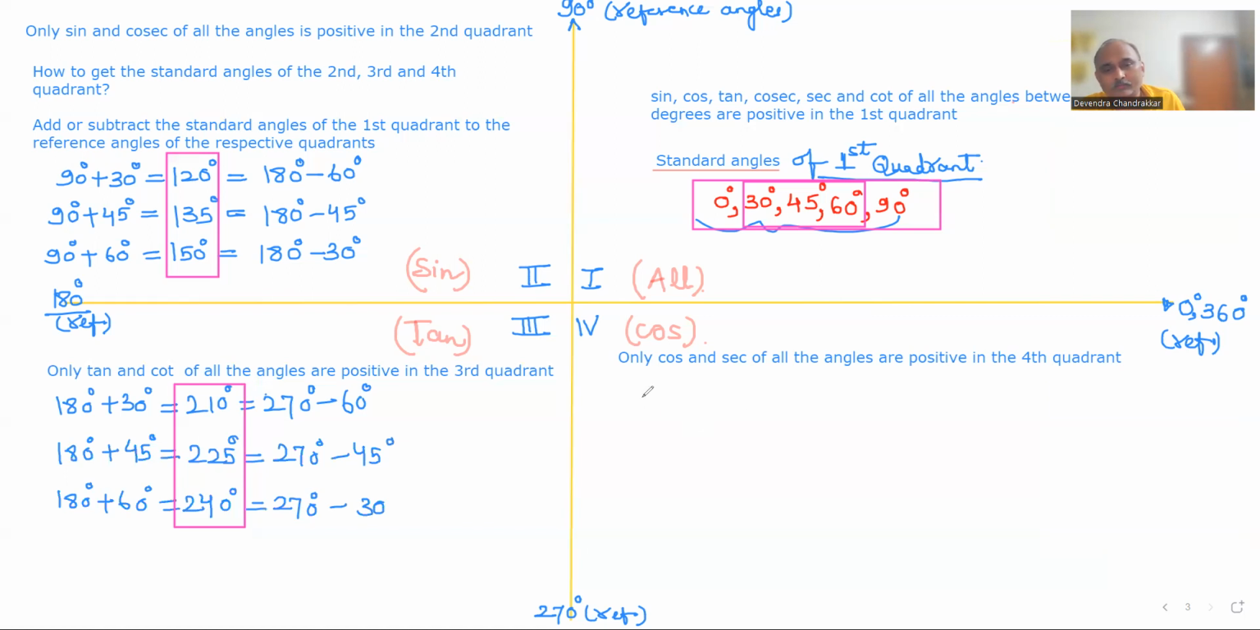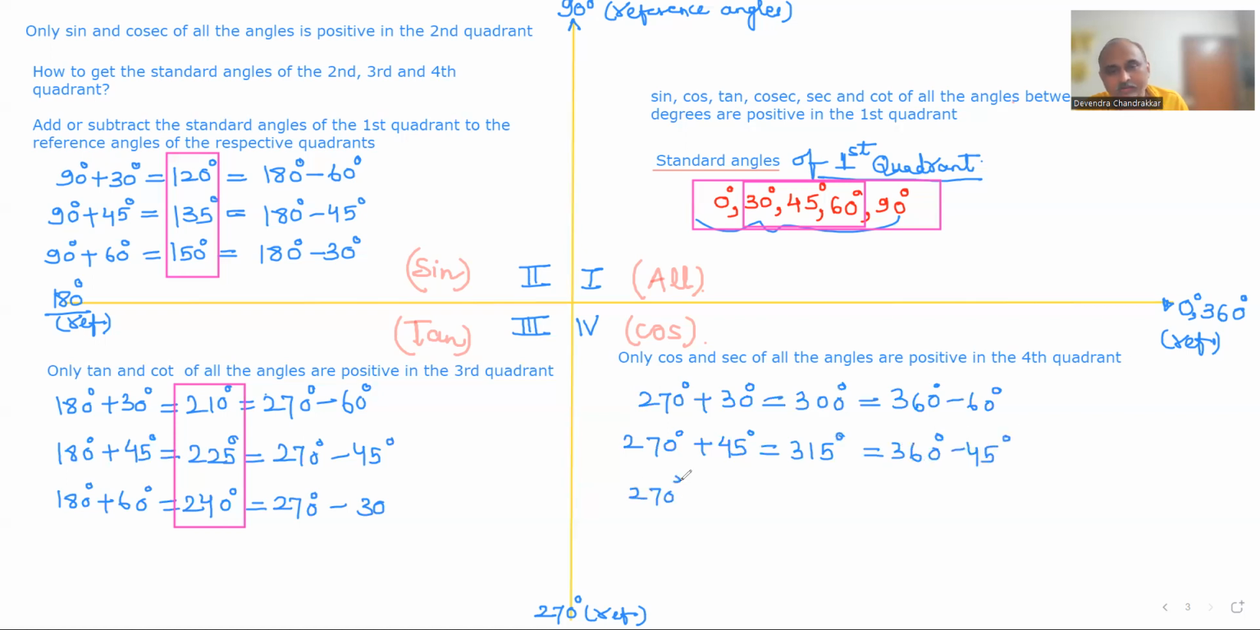About the fourth quadrant, we will do it as 270 plus 30, which is 300. And this is also 360 minus 60. Then comes 270 plus 45. This is 300. Sorry, this is 315. This is 360 minus 45. Then comes 270 plus 60. This is 330. And this is 360 minus 30. I hope all of you understood this. Yes or no? Yes, sir.